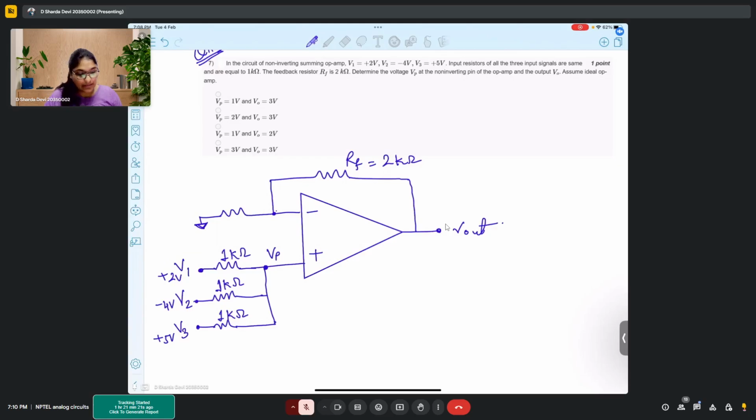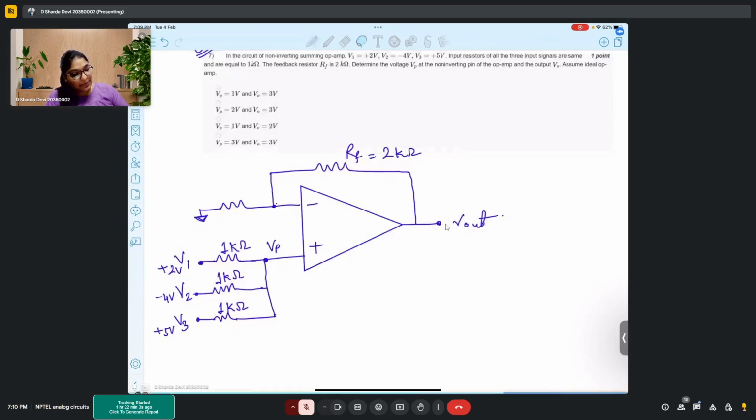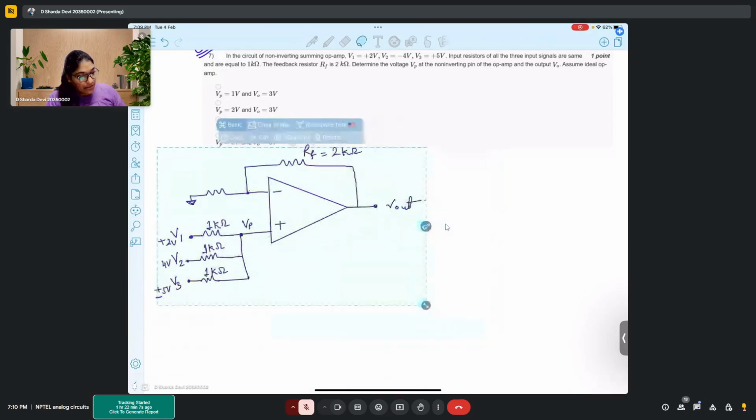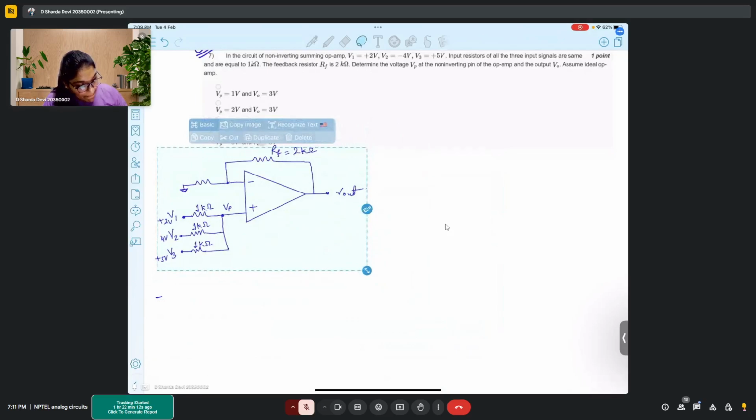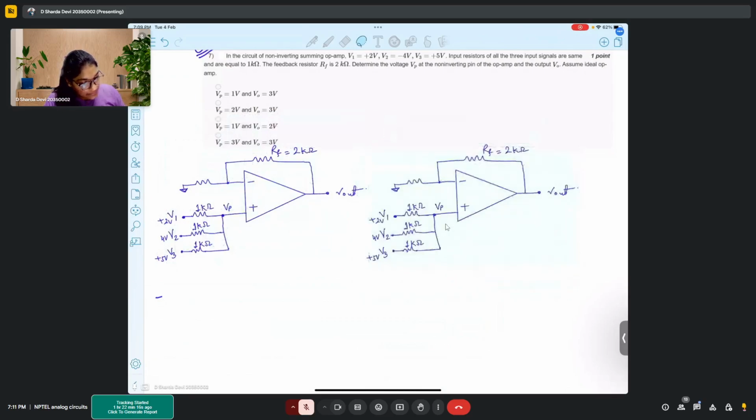Now here you have multiple inputs, right? If we have multiple sources, the best way to solve the problem is by using the superposition theorem. If you don't understand anything and you need to start from somewhere, the best idea is to use the superposition theorem. By superposition theorem, we mean that we will use one input at a time, considering other inputs at ground or at zero.